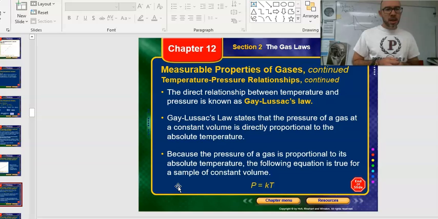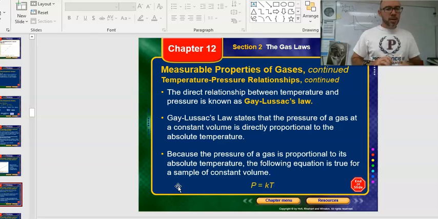This is Gay-Lussac's law, or you probably say it Guy, because he's French. Gay-Lussac. I don't know how to say it. I don't know how to say anything in French except for like parlez-vous français and lieutenant and stuff like that.